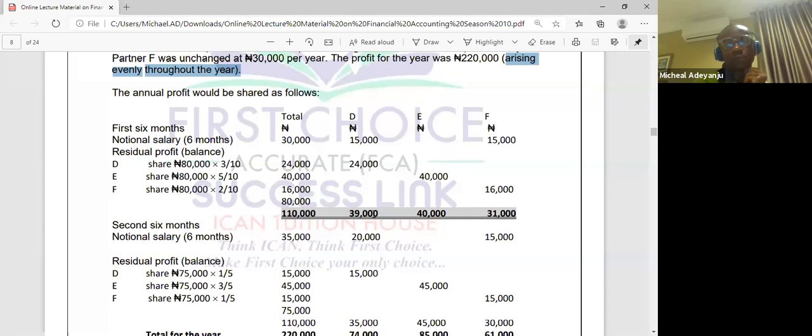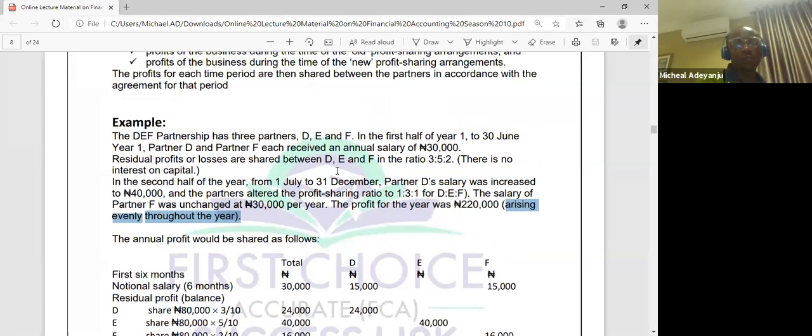So for the first 6 months, D went away with 39,000, E 40,000, and F 31,000. And after that, something changed. They changed the annual salary of D, while F remains unchanged, and they changed the profit sharing ratio. So what was now the annual salary of D? The new annual salary was increased from 30,000 naira to 40,000 naira.